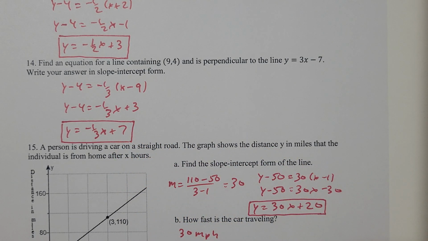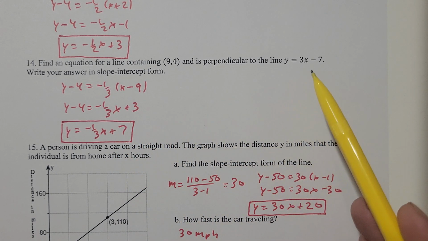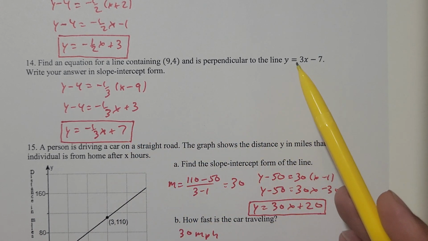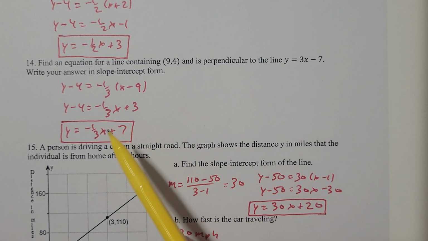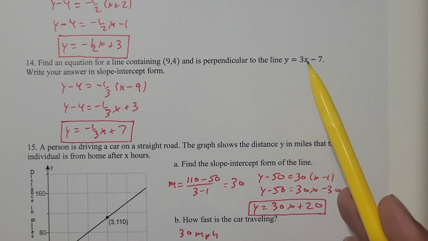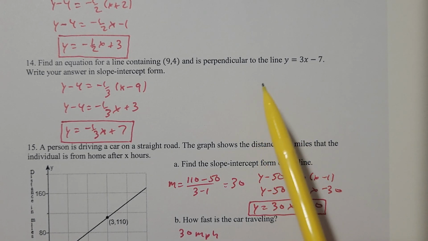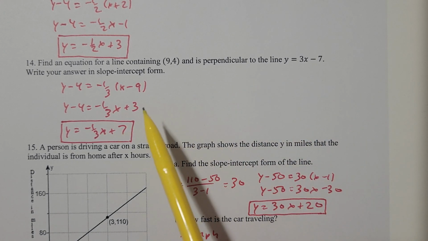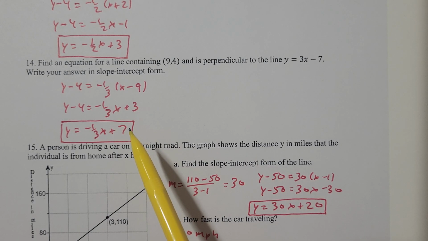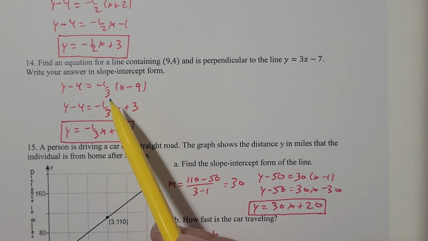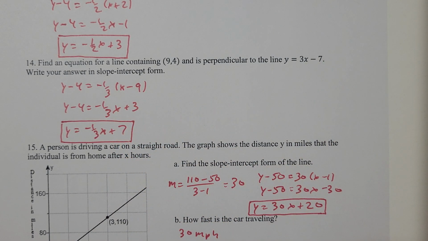That would be the answer. I know that these two lines are perpendicular because the slopes are negative reciprocals. If I take 3 times -1/3, I get -1. Sometimes I see a mistake from students where they take the reciprocal but not the negative reciprocal. They'll call it 1/3, and they'll give me a wrong answer. Make sure that you have the negative reciprocal.